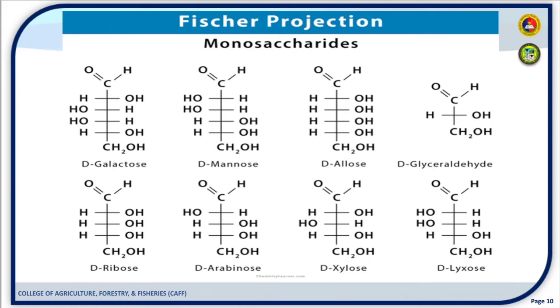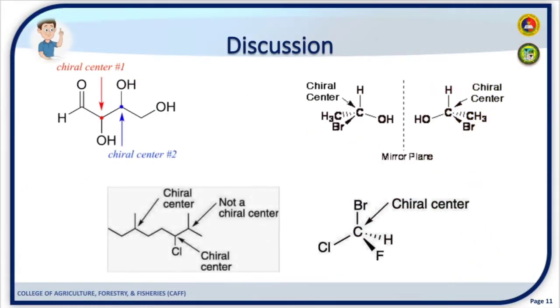When I was still a college student just like you, my professor usually described Fisher projection formulas like a fishbone. Now, look at the following diagrams. In the upper left molecular structure, you can see chiral center number 1, which is in red, and chiral center number 2, which is in blue. Now, why do you think they are labeled as chiral center number 1 and chiral center number 2? Focus on chiral center number 1 first.